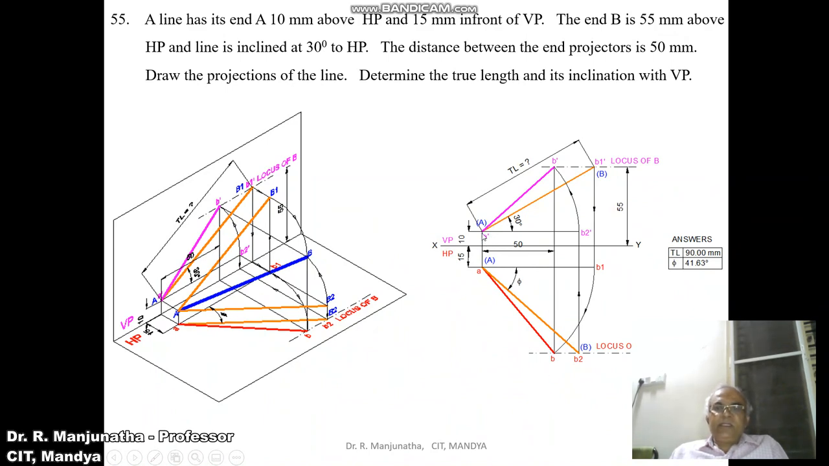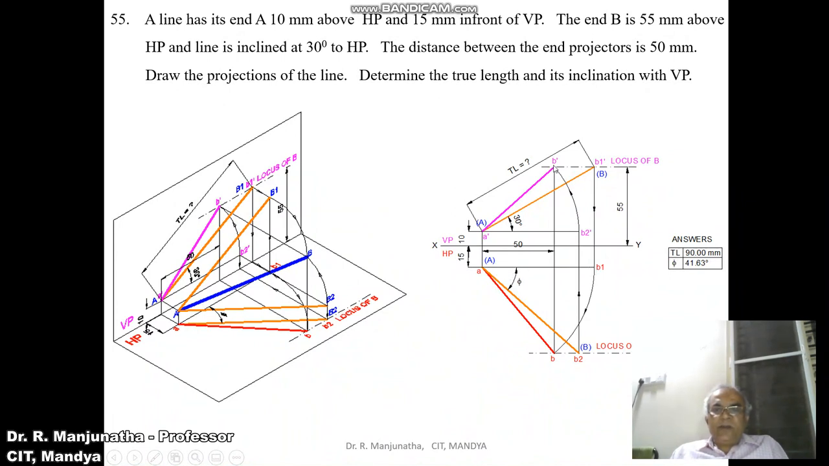Then we know that this is the true length line in the front view, so its corresponding top view should be parallel to XY. When that rule is applied, A is in front of VP by 15 mm, so B1 dash should also be in front of VP by 15 mm. So the top view of B1 dash should be B1. Draw a vertical projector from B1 dash such that AB1 will be in front of VP by 15 mm. So now we got the top view here.